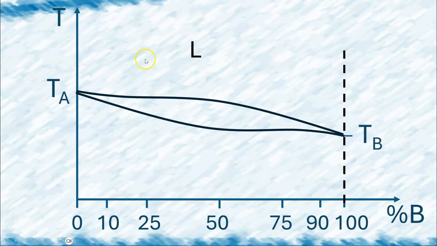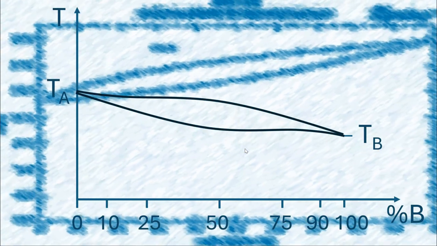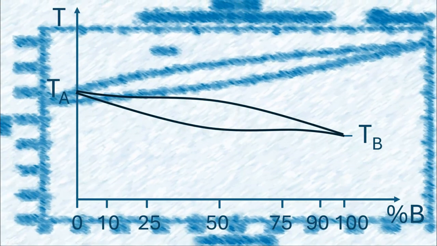Over the top, we have nothing but liquid. Underneath, we have nothing but solid. And in between, we have those mixtures of solid and liquid, alpha phase and liquid phase. We're going to call this line the liquidus. We're going to call this line the solidus. So anything above the liquidus is liquid, anything below the solidus is solid, anything between the two is a mixture of the two. And there we have our introduction, our first part of phase diagrams, just to hopefully get a clear understanding about what information is actually present in these diagrams.